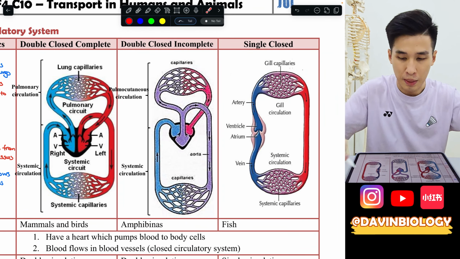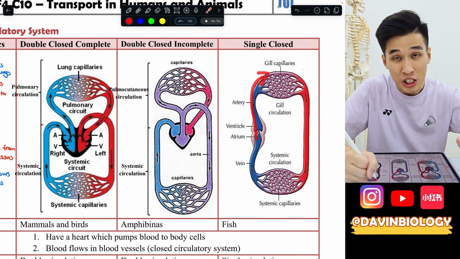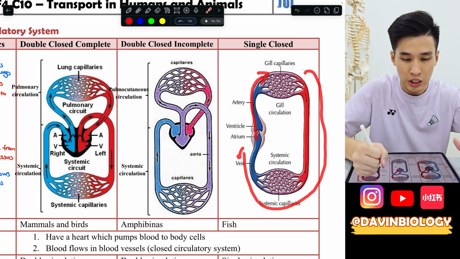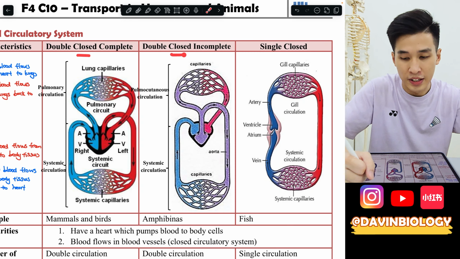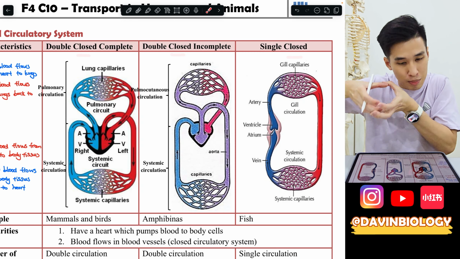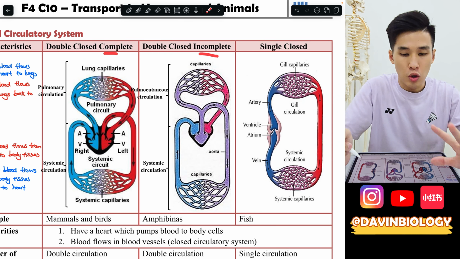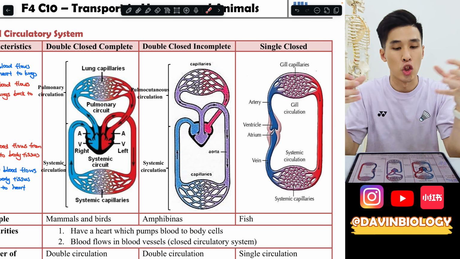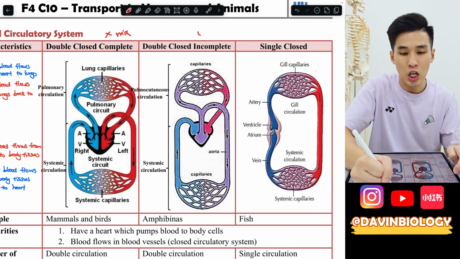So fish, for example, have single closed, means when the heart pumps blood to the gills to get oxygen, they don't go back to the heart, they straight away go to the body. Okay, this one I'll explain later. So closed, you already know the meaning. Got blood vessel. Closed means blood inside blood vessel. Now, complete, incomplete means whether the deoxygenated blood mix or not. Complete means no mix. Incomplete means got mix.